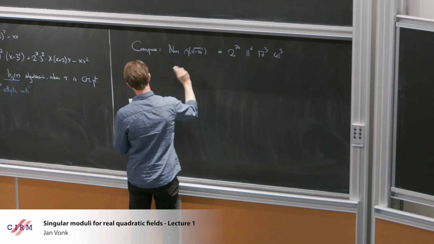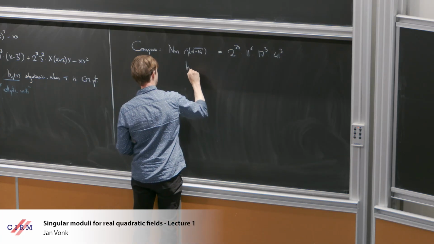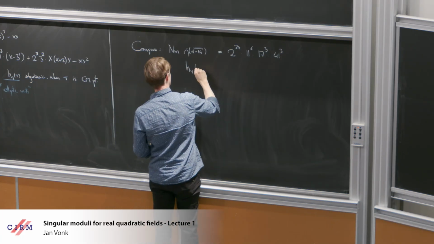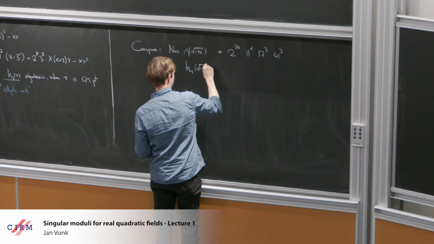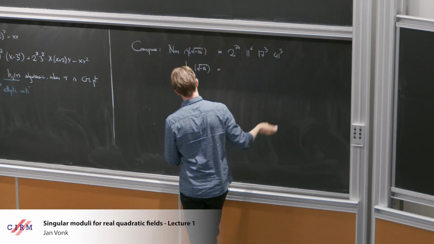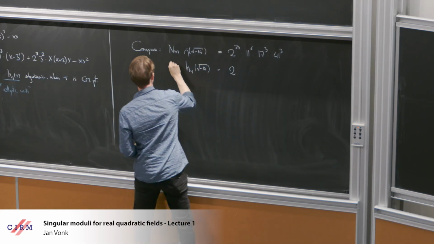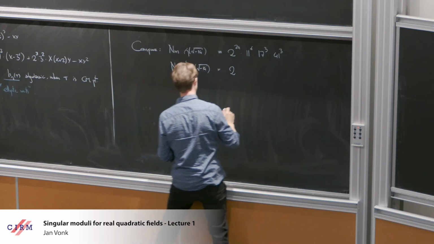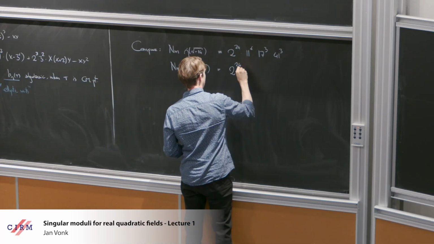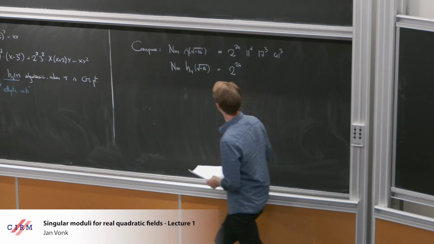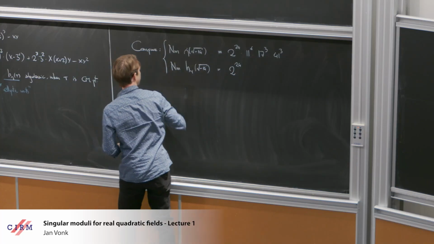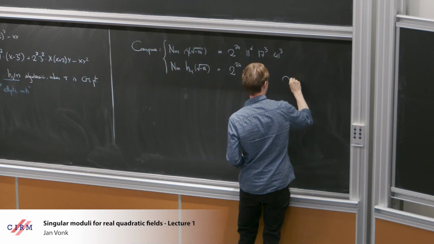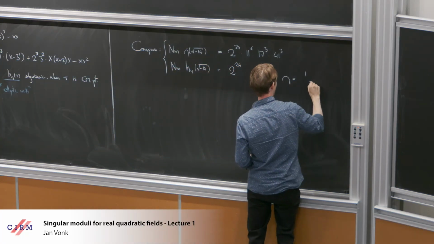On the other hand, Weber also computes that the norm of this algebraic number is just 2 to the 24. Yeah? Where gamma here is the matrix 1, 2.